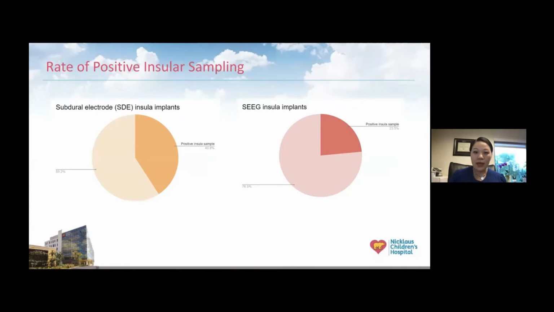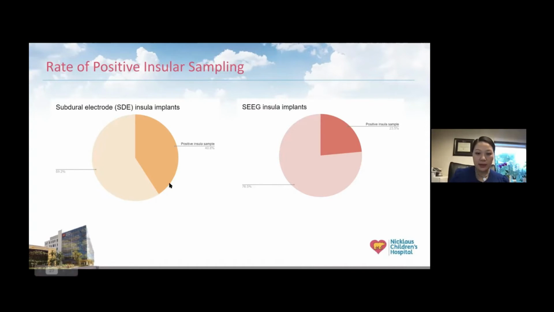You can see here that, in total, quite a significant number of patients who underwent sampling of the insula actually yielded positive sampling. So 36% of patients who underwent some type of phase 2 evaluation, either through a craniotomy or SEEG electrode insertion, of the insula yielded positive sampling that led to us performing either an insular resection or an MR-guided laser ablation of the insula.